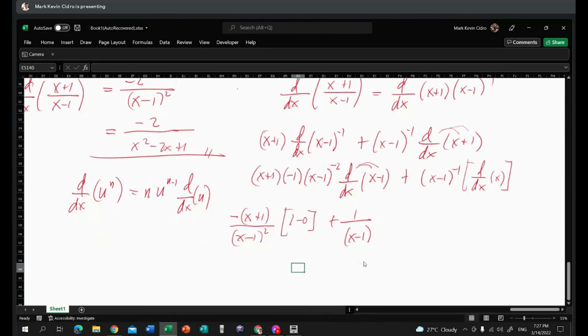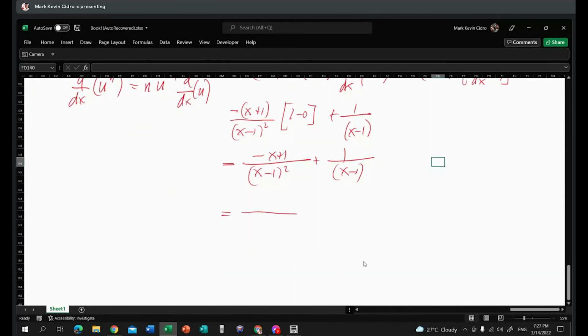Okay. Now, simplify further. This is equal to negative x plus 1 all over x minus 1 squared plus 1 over x minus 1. Combine the two. LCD is x minus 1 squared. Enclose in parenthesis, ha? Don't forget. X plus 1 plus this will be x minus 1. X minus 1 squared divided by x minus 1 is x minus 1. Times 1 is x minus 1 lang we have.